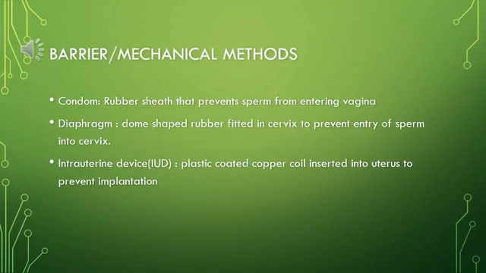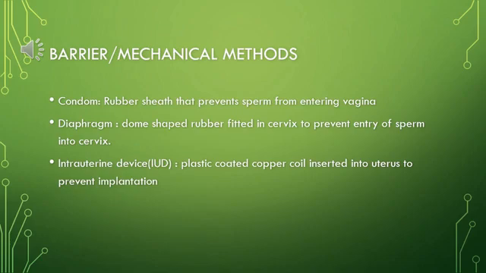Mechanical methods or barrier methods. In this, we're looking at ways of preventing conception by creating a barrier, preventing the sperm and the ovum from interacting or meeting. In the mechanical methods, we have the use of condoms, diaphragm, as well as the intrauterine device, which is commonly known as an IUD. A condom is simply a rubber sheath that is placed to stop sperm entering the vagina. Apart from preventing conception, it also prevents sexually transmitted diseases.